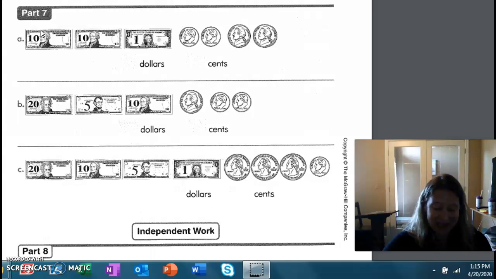Now go ahead and touch part 7 in your workbook here. You are going to write the dollars and cents for each row, okay? So go ahead. I'll give you a minute to work on that. Go ahead and press pause, and then you can press play when you're ready, okay? Okay, and we are back. So row A, what did you get for row A? You should have gotten $21.30.